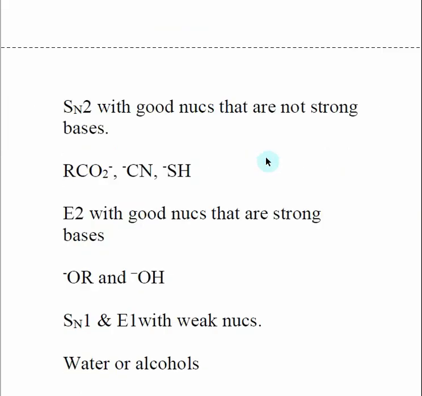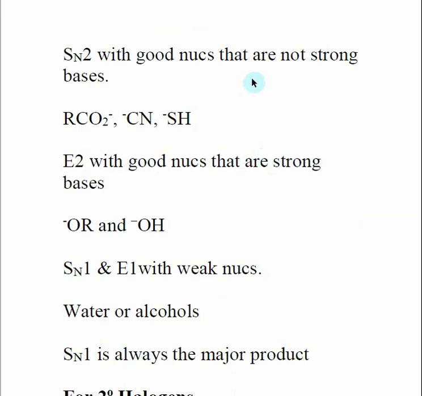So the idea is, with good nucleophiles that are not strong bases, I get SN2 reactions. Of the nucleophiles I talked about, there's the carboxylate, cyanide anion, and the hydrosulfide anion. So these are the nucleophiles that we talked about that are good nucleophiles. I didn't draw them in, but they have lone pair electrons and a negative charge. They are good nucleophiles that are not strong bases.